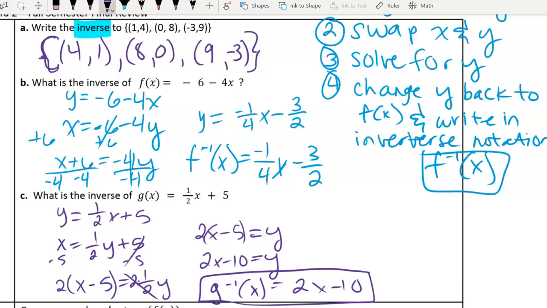In order to get rid of that fraction, 1 over 2, we have to multiply by its reciprocal, which is 2 over 1, or just 2. So we multiply both the entire right side and the entire left side by 2. Notice how I put x minus 5 in parentheses and then later distributed.